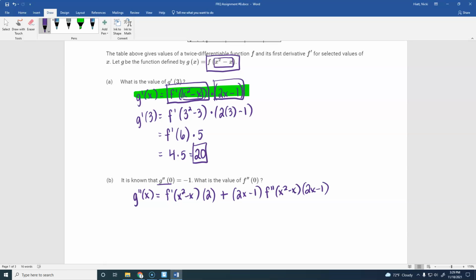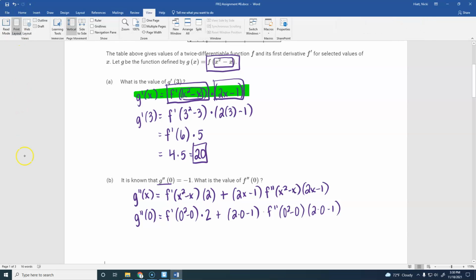So it wants to know the value of f double prime of 0, and it tells us g double prime of 0 equals negative 1. So let's just plug in 0 here. So g double prime of 0 equals, sorry, that's a single prime right there, f prime of 0 squared minus 0 times 2 plus 2 times 0 minus 1 times f double prime of 0 squared minus 0, 2 times 0 minus 1.